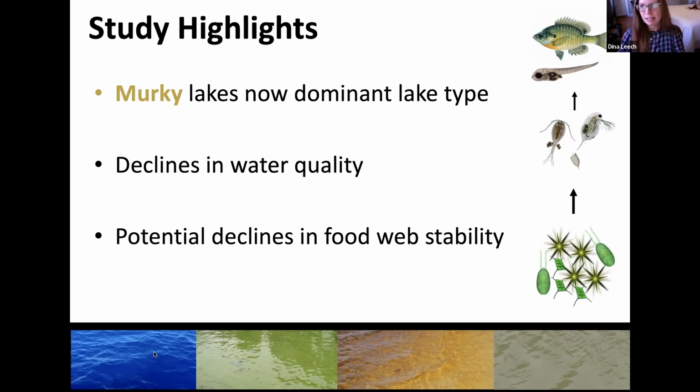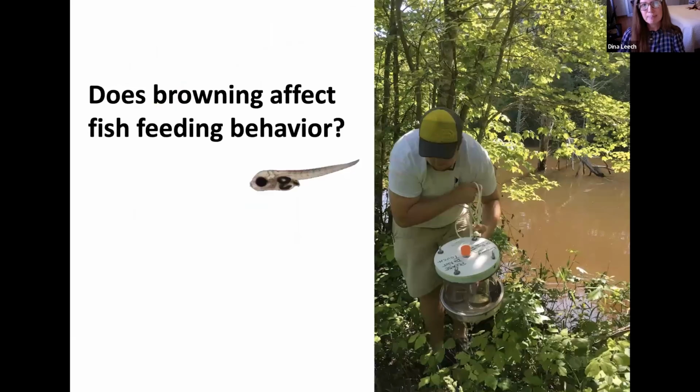So that leads me into this last question that I want to share with you this afternoon. My students and I wanted to think about this more. Are these changes in color destabilizing aquatic food webs? And we were specifically interested in browning, or how additions of organic matter to the system affect fish feeding behavior.